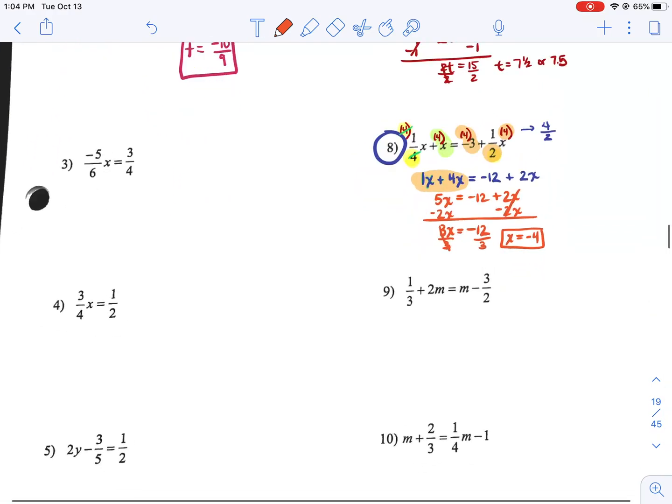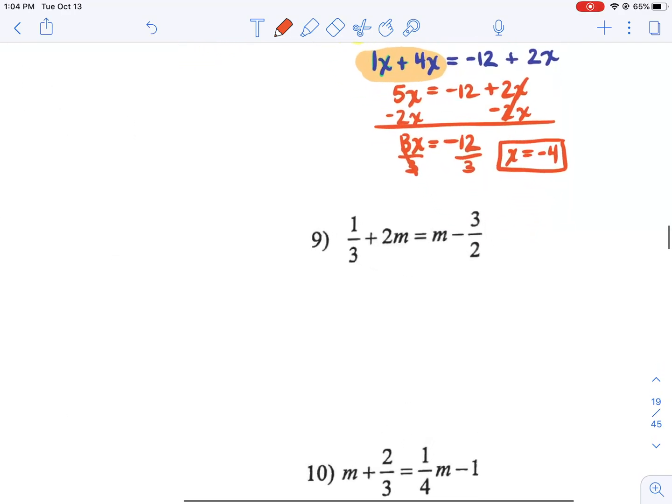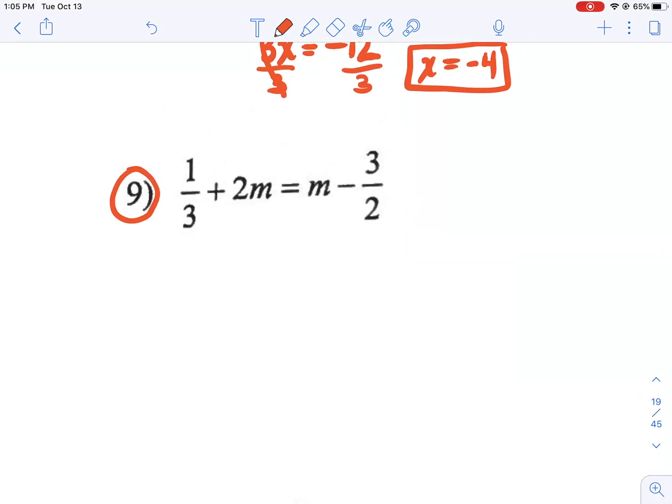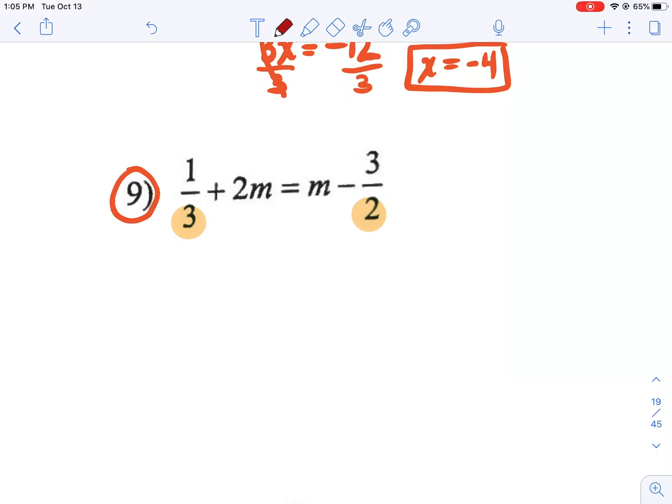Let me just look down, see if there's any I want to do. Yeah, let's just do number 9 quick, and then we'll call it a day. So if we look at number 9, this one's just a little different. We have 3 and 2 on the bottom. So we have to think about what number divides evenly into 3 and 2, or what number do 3 and 2 divide evenly into?